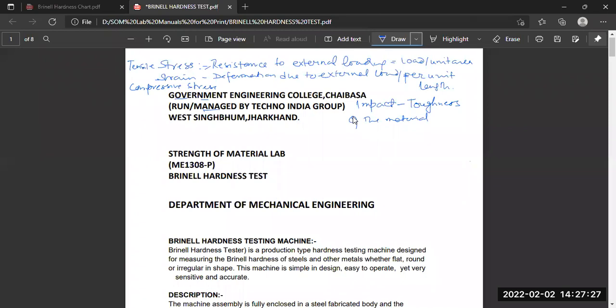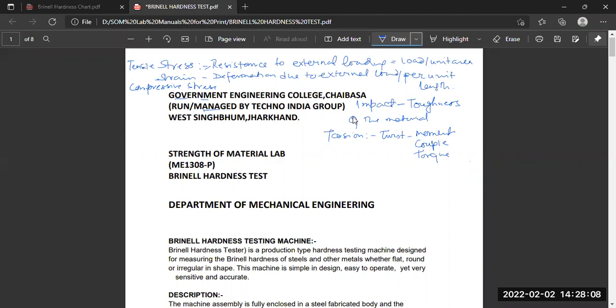Lastly, we are supposed to go to the torsion. If we twist a particular machine member, what does twist mean? Twist means applying a moment or a couple or a torque over a machine member, and how much torque you can resist before breaking. That is defined as torsion or torsional strength.